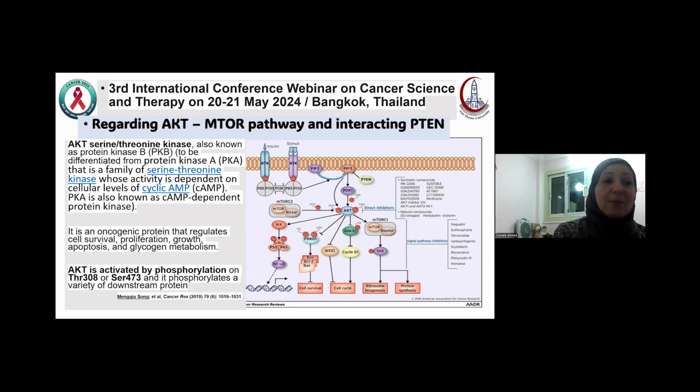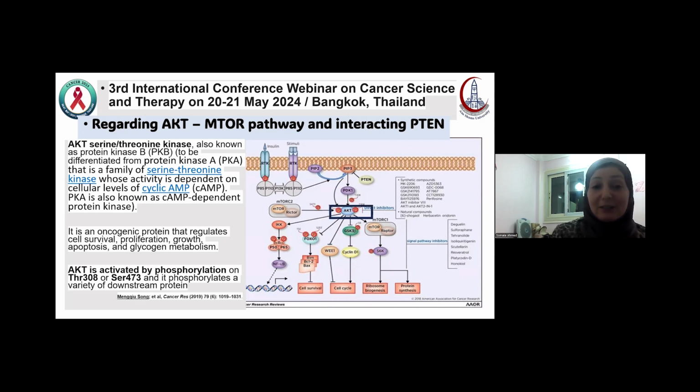AKT has another name, protein kinase B, because there is another protein kinase, protein kinase A, also serine threonine, which depends on cyclic AMP. The common site for AKT phosphorylation, which is the active form of AKT, is at serine amino acid 473. The position of the serine that is phosphorylated to induce activation of AKT is position 473, or threonine 308, the amino acid number 308 in the protein product.